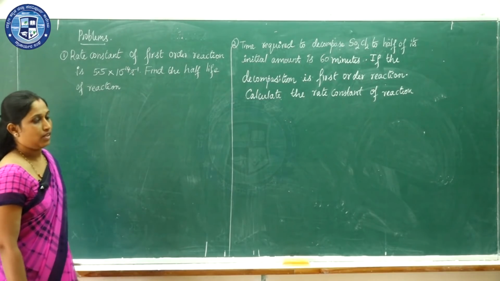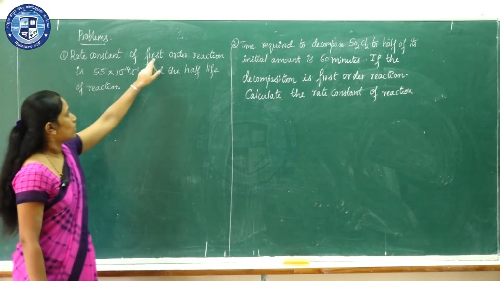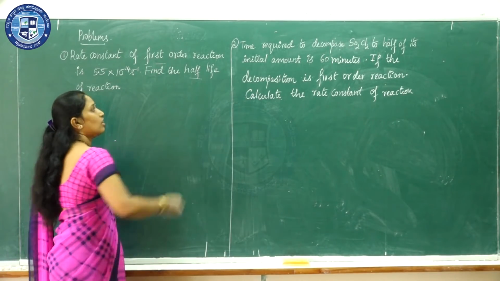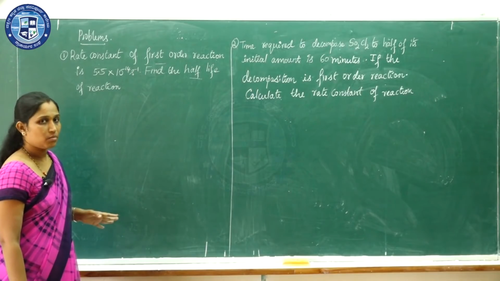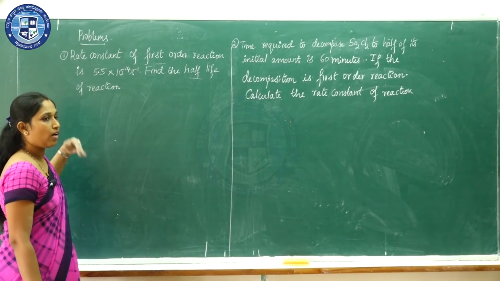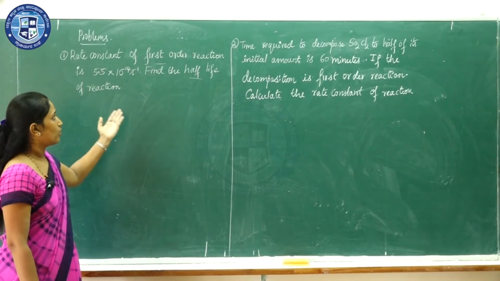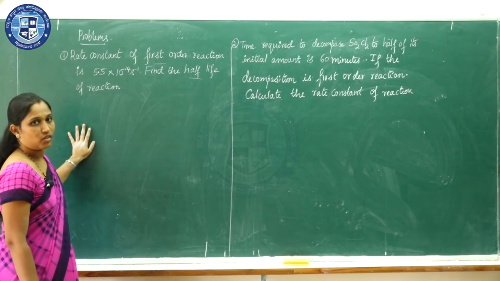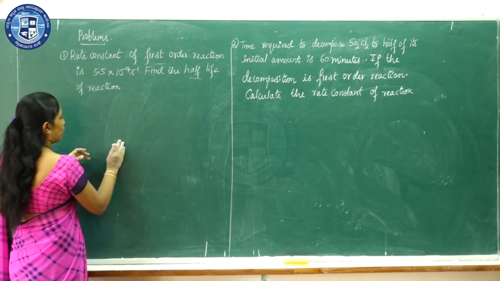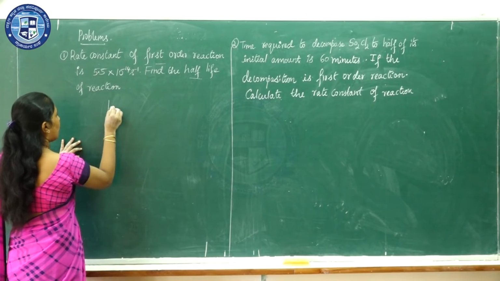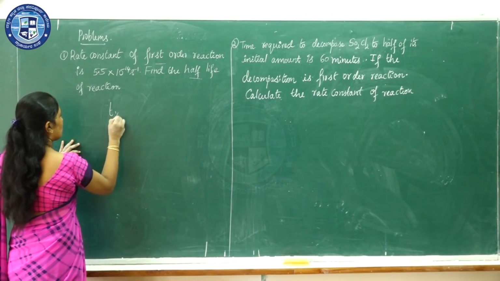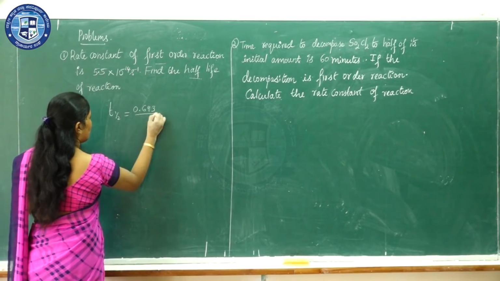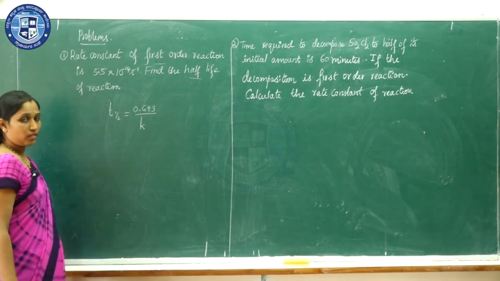So, how to find the half life? As you can see here, it is a first order reaction and it is given to find the half life. So, it is very simple. As I told you, if you know the half life of a first order reaction, you can find the value of K. If you know K, you can find the half life, vice versa. Now, we will apply the formula. So, what is the formula? T half is equal to 0.693 by K. This is the formula.